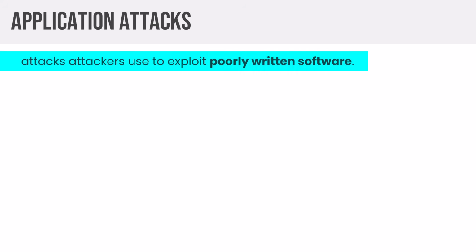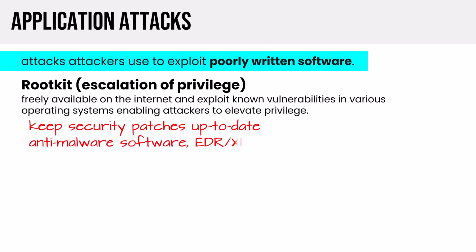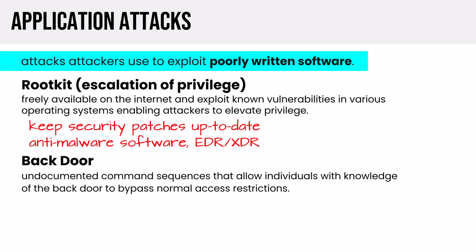Application attacks. So these are attacks attackers use to exploit poorly written software. We have rootkit, which is escalation of privilege. These are freely available on the internet, and they exploit known vulnerabilities in various operating systems, enabling attackers to elevate privilege on a system. And we can stop most rootkit-based threats by simply keeping security patches up to date. Anti-malware software is good. EDR, XDR solutions installed on our host to watch for malicious activity.